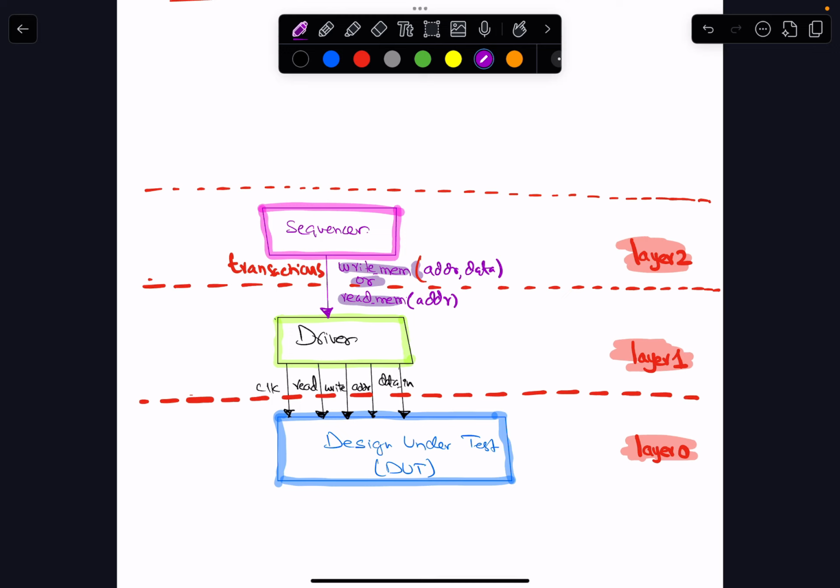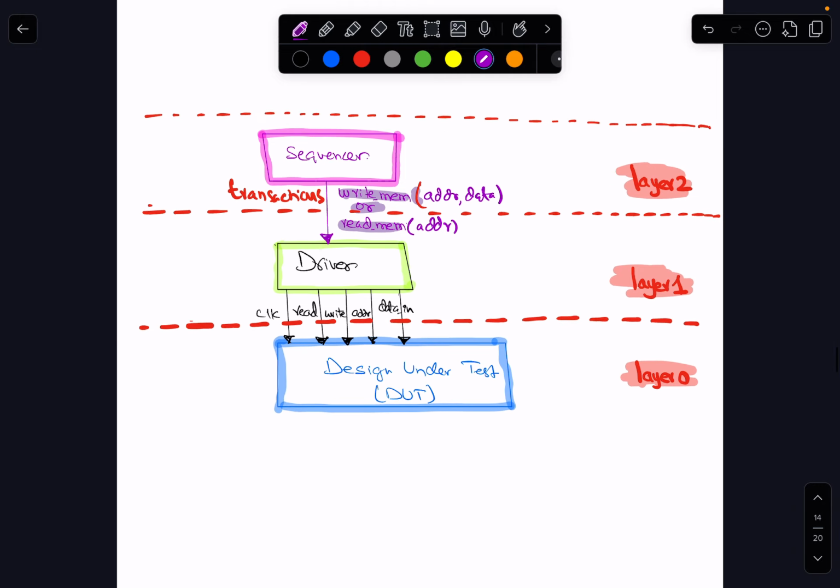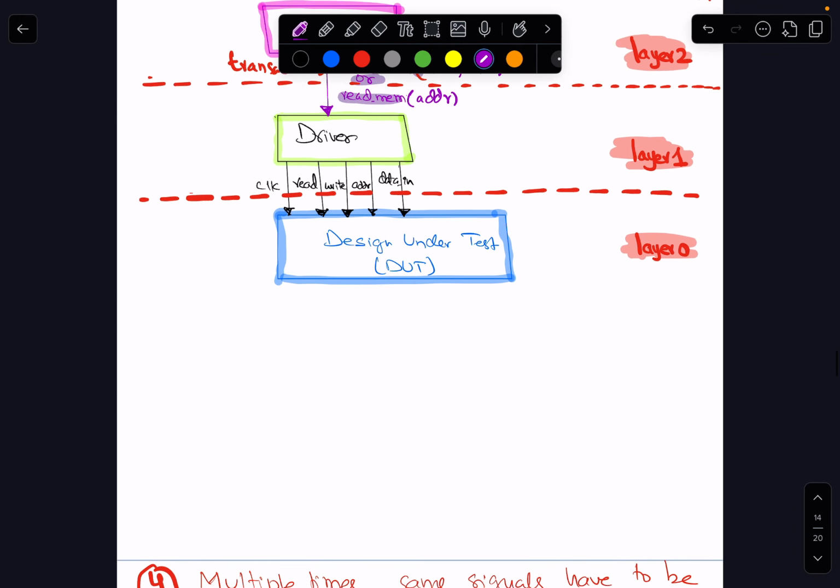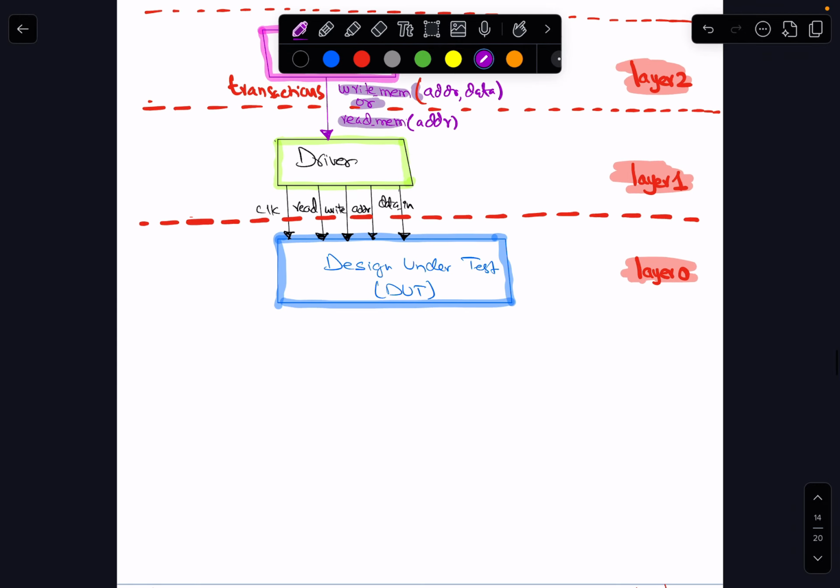We will be talking about these higher level abstraction layers to build a layered test bench. I think we can stop over here, because otherwise the video length will be quite large.